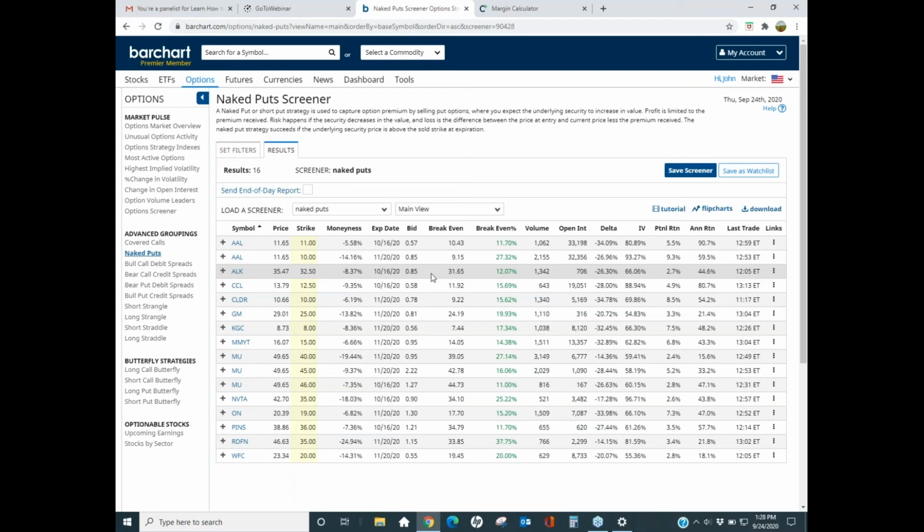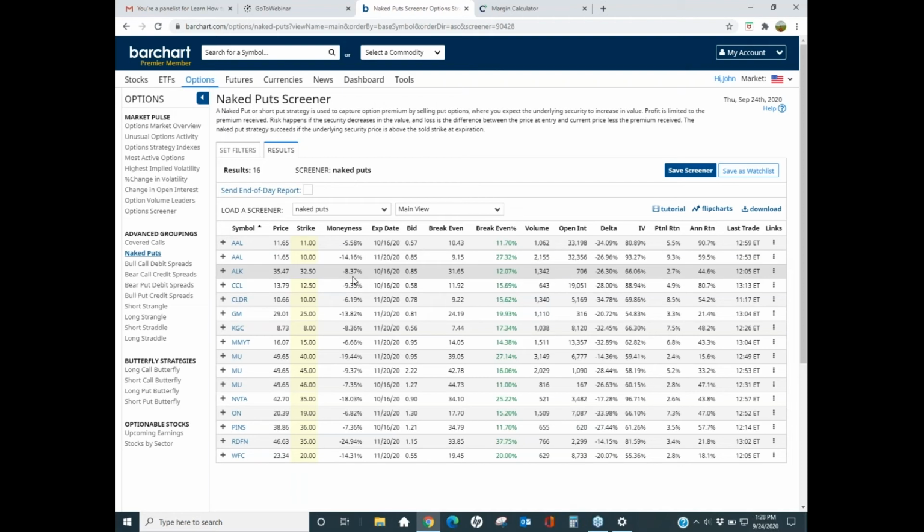How much time? Well, this one is only until October 16th, which is about 22 days away. And I'm going to take in a potential on this one of 2.7%. That is still a pretty good return. Now, my moneyness here is inside of 10%.